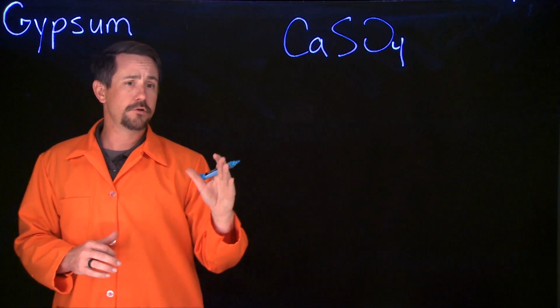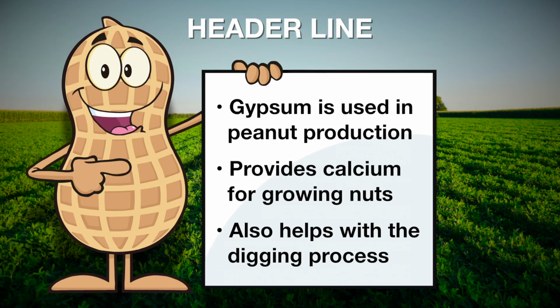Another popular use for gypsum is in peanut production. Gypsum provides both calcium for the pegging and for the formation of the nuts, and then the sulfur is needed in legumes and in sandy soils, and also helps with the digging process.